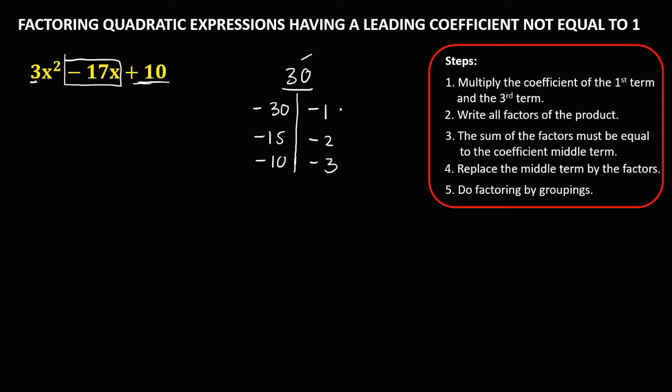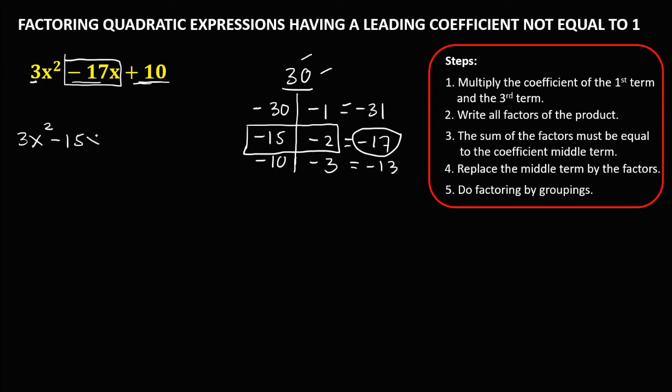Then add all the factors. So this one is negative 31, negative 17, and negative 13. Since the middle term is negative 17, therefore the factors of positive 30 are negative 15 times negative 2. So replace now this middle term. So we have 3x squared, then negative 15x, negative 2x, then plus 10. Then do factoring by groupings.